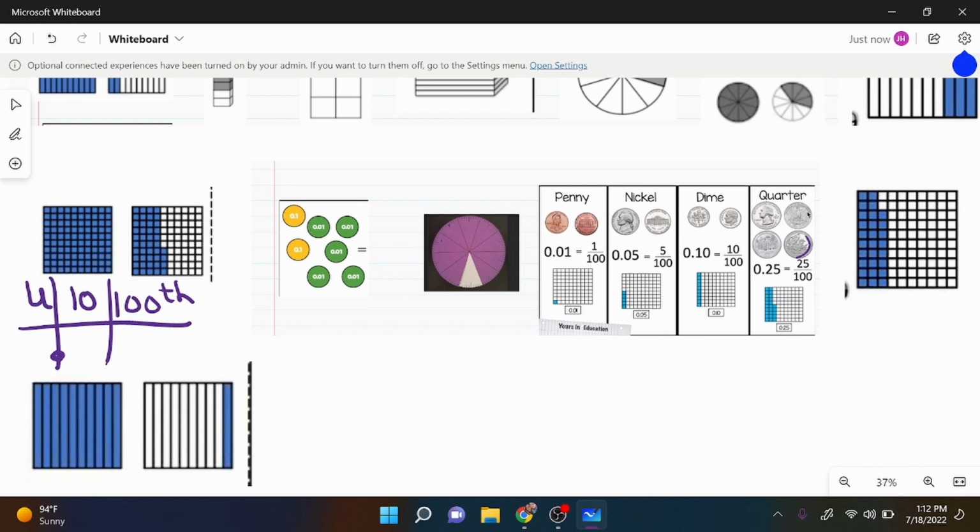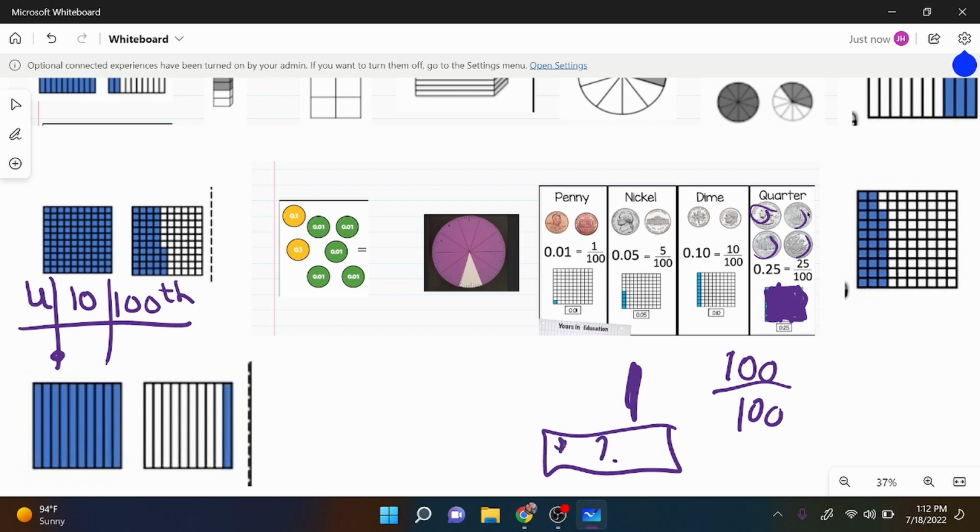Now I want you to notice there are 4 quarters here, because if I shaded in 25 4 times, or if I had 4 quarters, that'd be 25, 50, 75, 100. So that would also be a whole. So if I had 4 quarters, that would be 100 out of 100, which would be our unit, which is 1 whole, or we might represent it in money as a dollar bill. So you might also see decimal models as money.